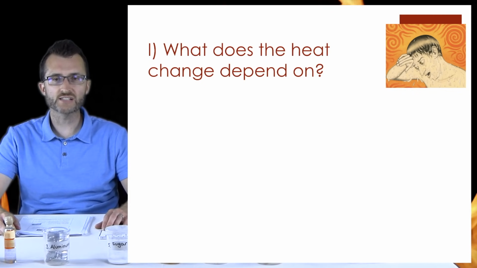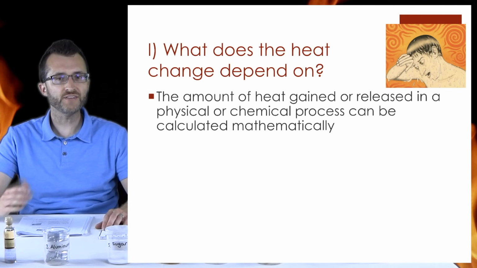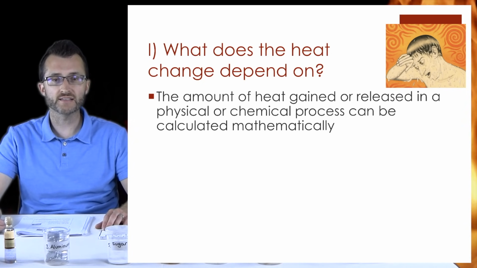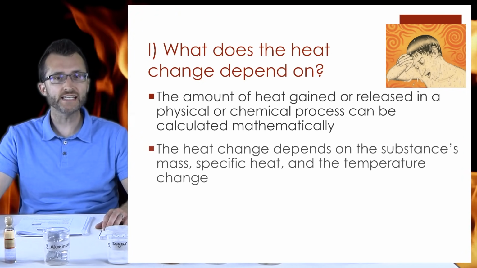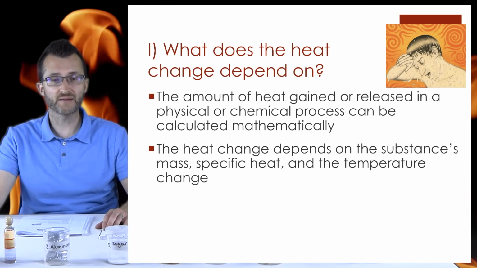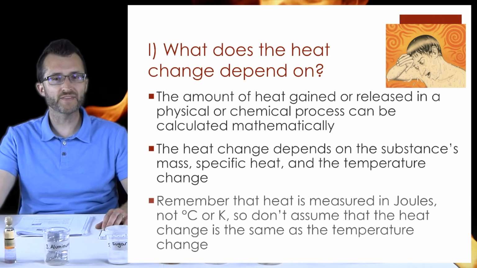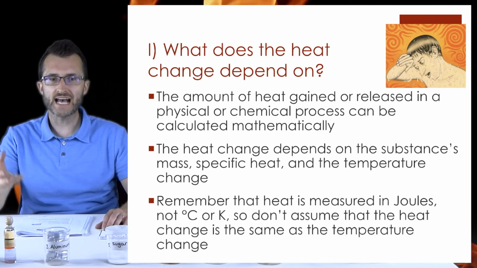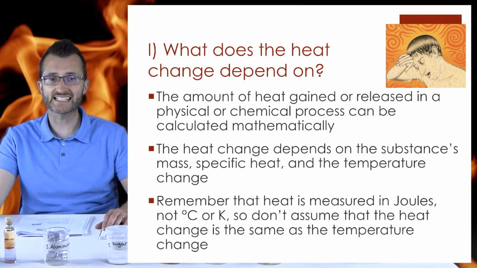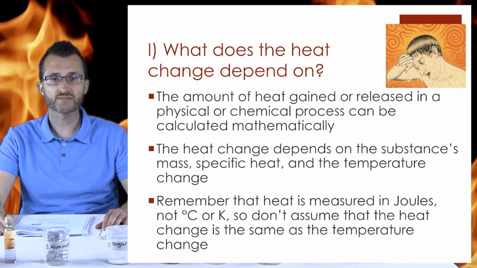What does the heat change depend on? The amount of heat gained or released in a physical or chemical process can be calculated mathematically. The heat change depends on the substance's mass, specific heat, and the temperature change. Remember that heat is measured in joules, not degrees Celsius or Kelvin, so don't assume that the heat change is the same as the temperature change.